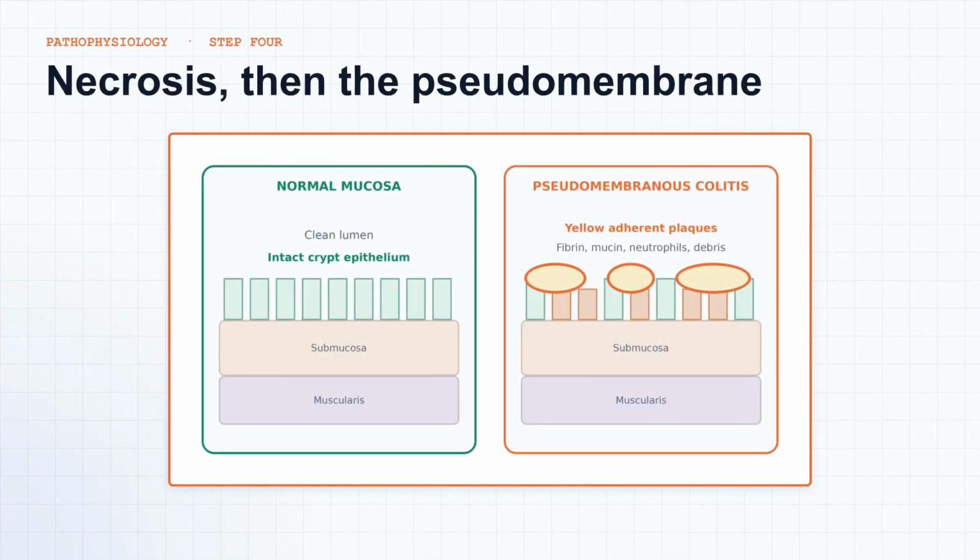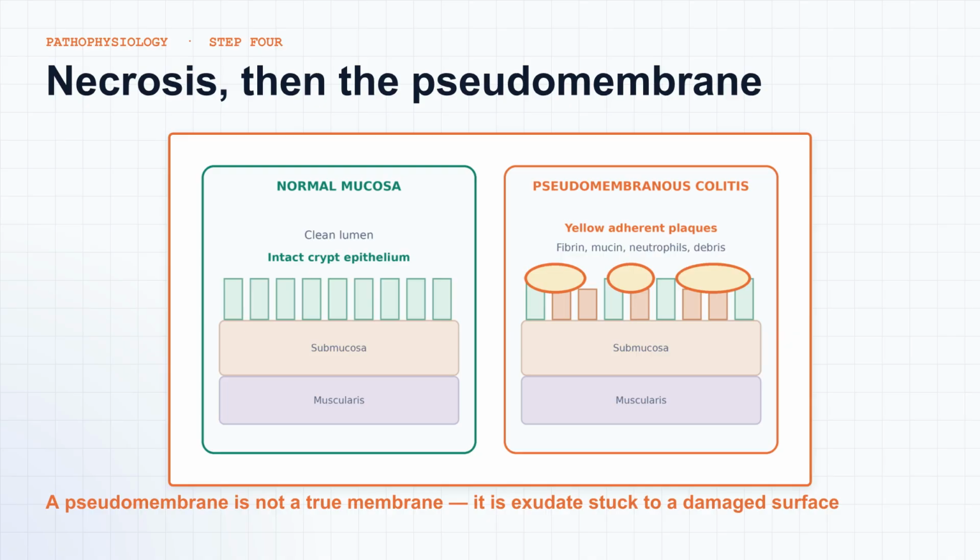Compare the two panels. On the left, the crypt epithelium is intact and the lumen is clean. On the right, the epithelium has been destroyed in patches, and yellow adherent plaques sit on top of the injured mucosa. Those plaques are the pseudomembranes. They are made of fibrin, mucin, dead neutrophils, and cellular debris. The word pseudomembrane matters. It is not a true membrane. It is an exudate, stuck to a damaged surface. When enough plaques coalesce, you have pseudomembranous colitis.